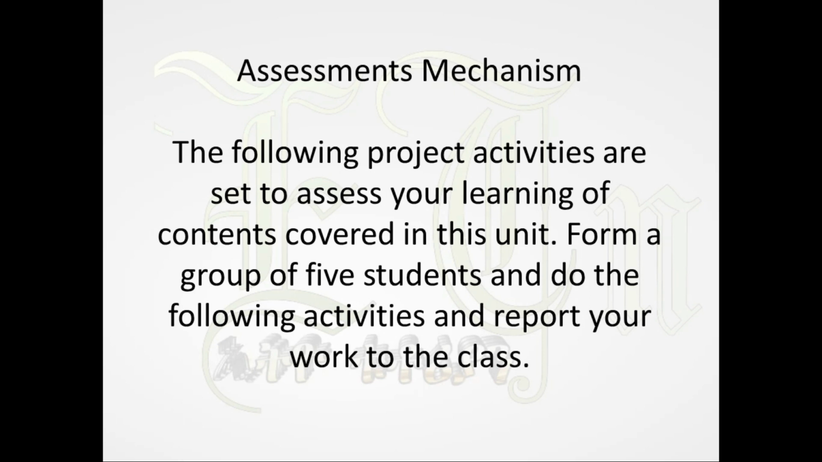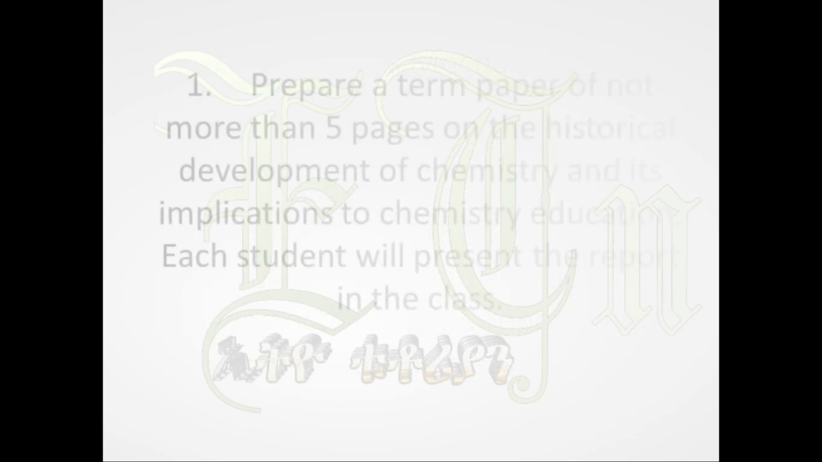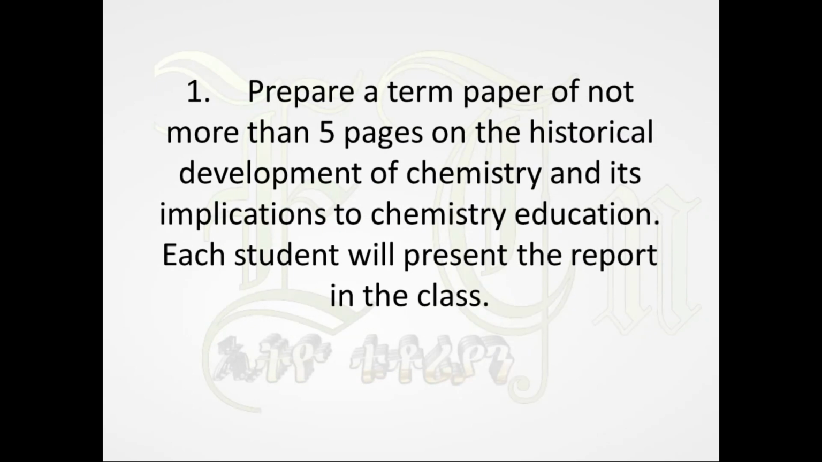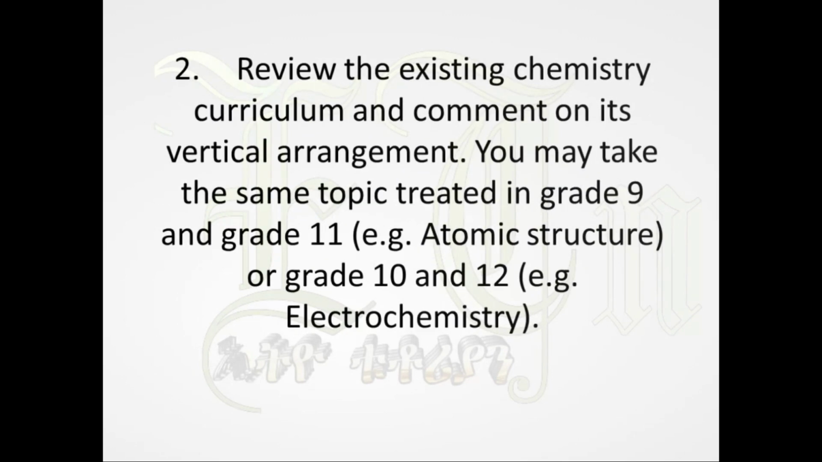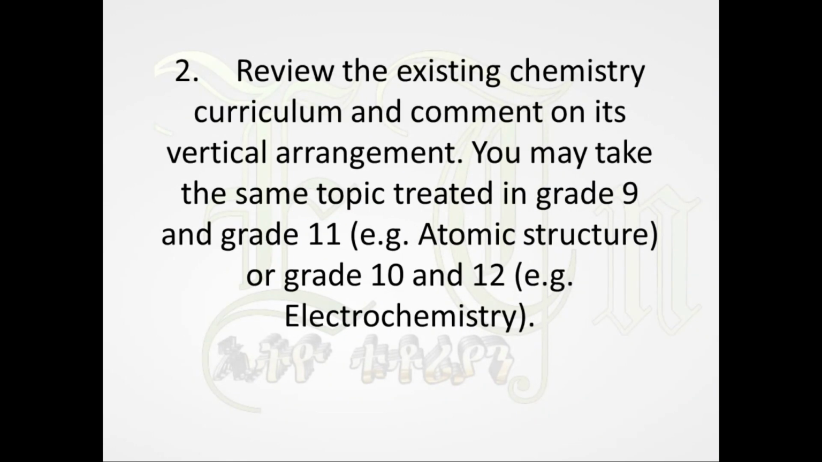Form a group of 5 students and do the following activities and report your work to the class. 1. Prepare a term paper of not more than 5 pages on the historical development of chemistry and its implications to chemistry education. Each student will present the report in the class. 2. Review the existing chemistry curriculum and comment on its vertical arrangement.